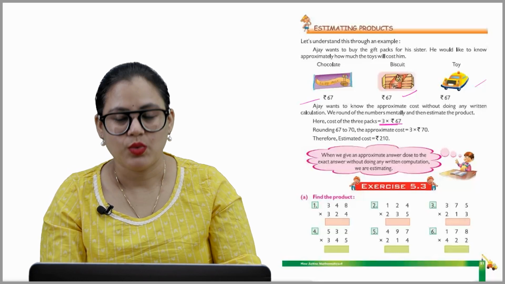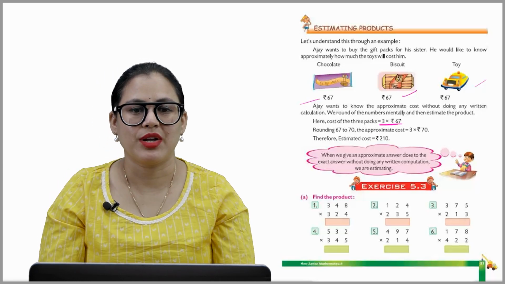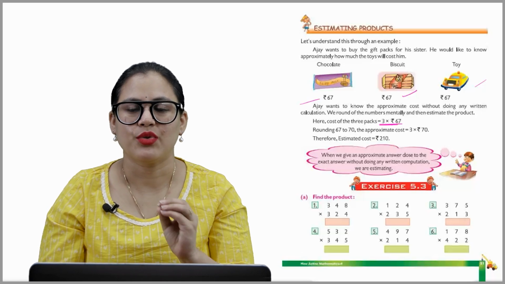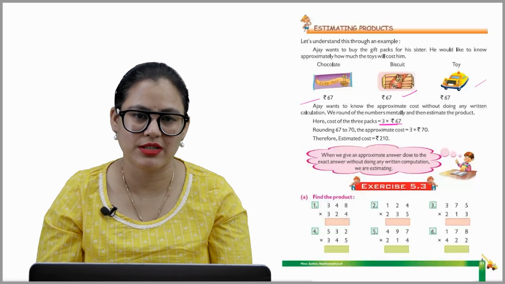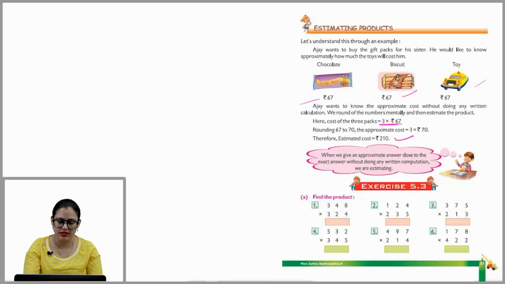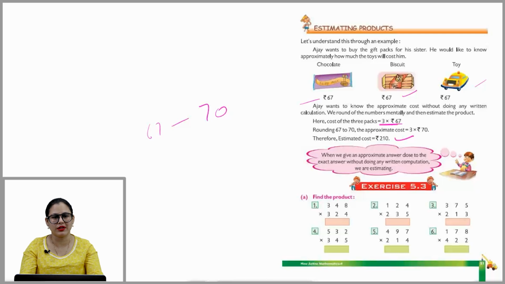3 into rupees 67. Rounding 67 to 70, the approximate cost is 3 into 70, therefore the estimated cost is 210. Okay, we have estimated this number 67 to 70 because it is nearer to 70. When we give an appropriate answer close to the exact answer without doing any written computation, we are estimating.